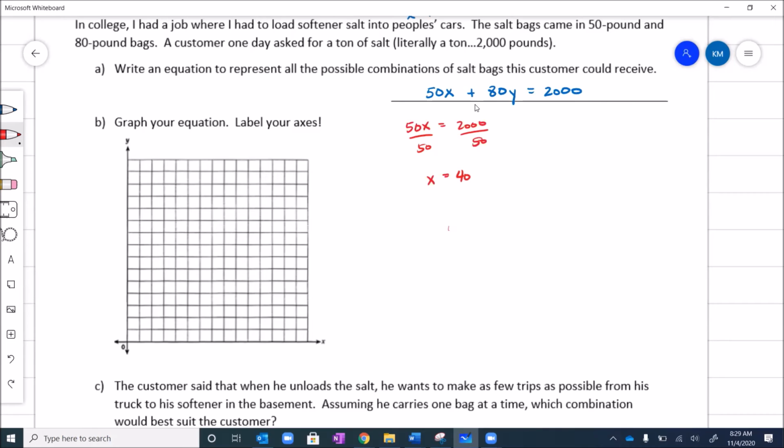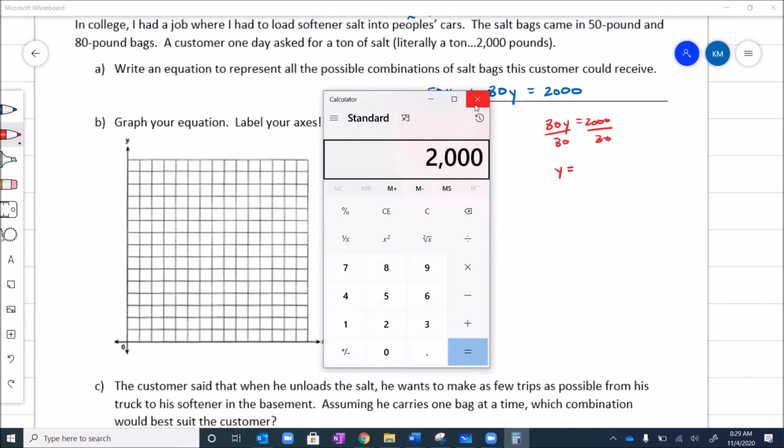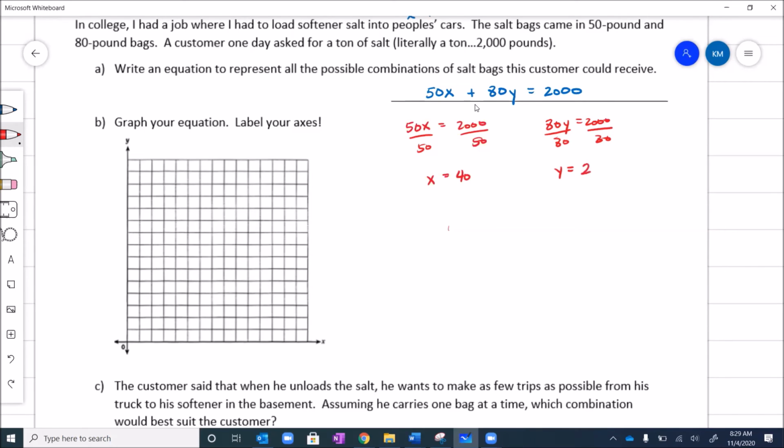On the other side, if we gave them 0 50-pound bags, because we were like, let's do this in as few bags as possible, we'd have 80y equals 2,000. Divide both sides by 80. And we'd find that y equals 2,000 divided by 80, 25. Okay, and so we have 40 50-pound bags or 25 80-pound bags.